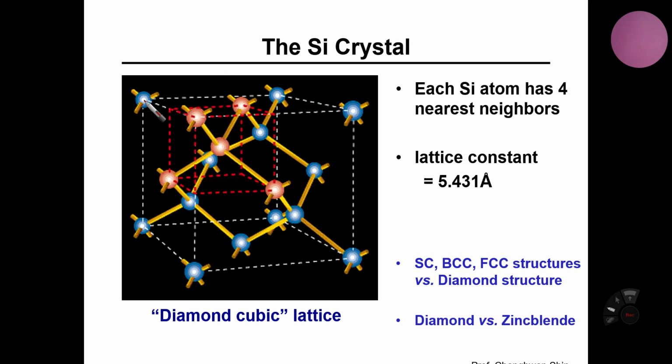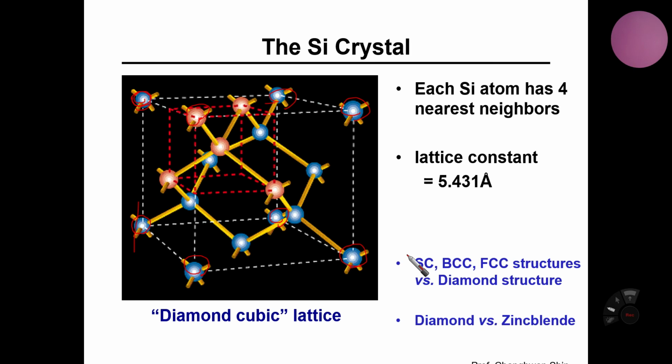Let's take a look at here. First of all, take a look at the white colored dotted line. Then you can see a cubic structure. In this cubic structure, at each corner, you can find a silicon atom. Here, here, here, there. So you can clearly find eight different silicon atoms which are placed at each corner of the cube.